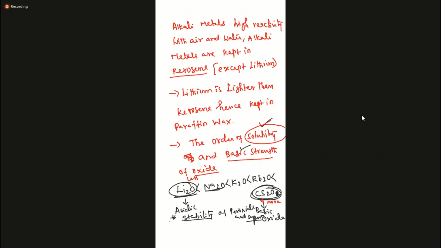Now I am going to stability of peroxide and superoxide. You know very well what peroxides will form and what superoxides will form. Peroxides: Li2O2, Na2O2, K2O2, Rb2O2, and Cs2O2. This is the peroxides that will form. So actually Li2O2 will not form. Na2O2, K2O2, Rb2O2, Cs2O2, this type of peroxides will form.